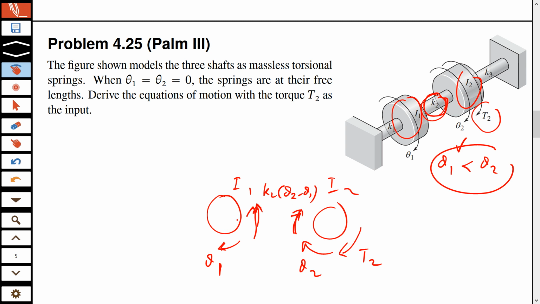And okay, the force from K1 will also be opposing. Okay, K1 theta 1, and the force from K3 will also be opposing.